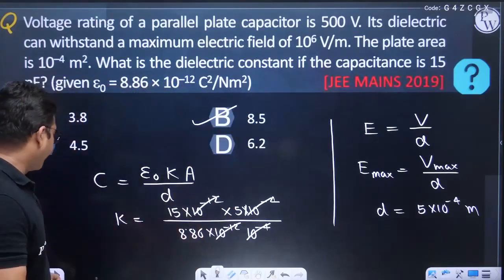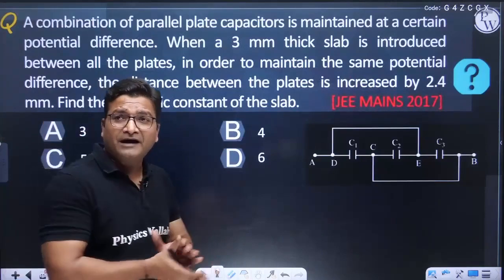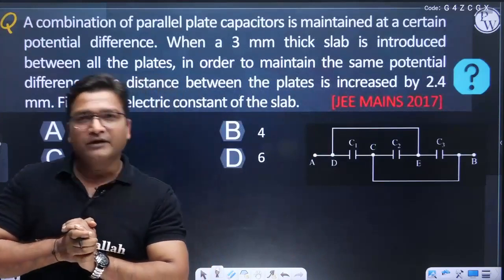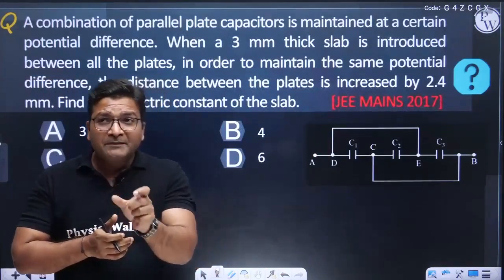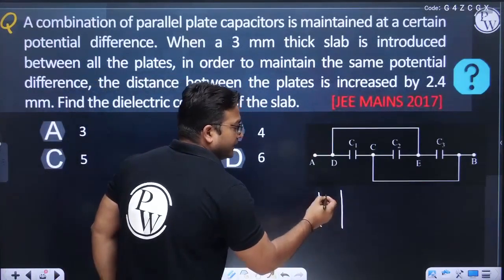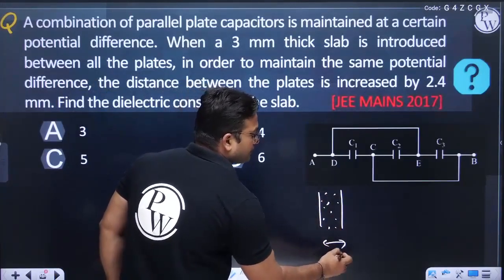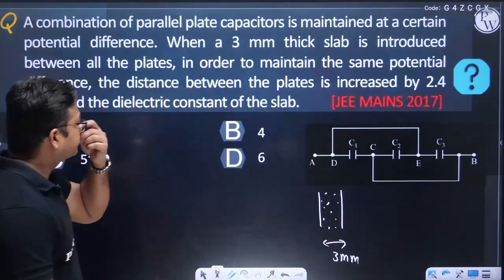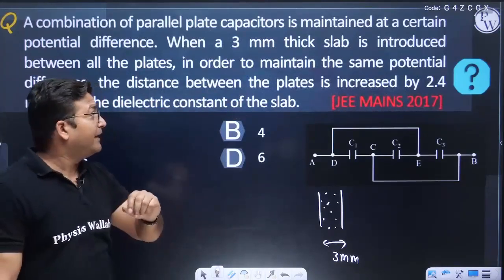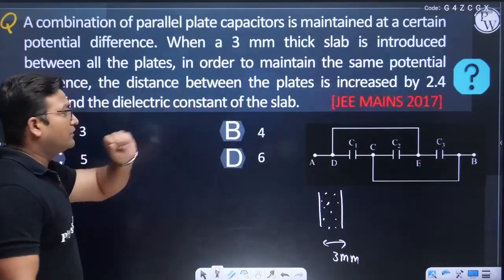Okay, so over to the next question. This time they are saying a combination of parallel plate capacitor is maintained at a certain potential difference. Now when a 3 mm thick slab is introduced, so suppose we have a capacitor, one capacitor is this, and we have introduced a 3 mm slab. In order to maintain the same potential difference, the distance between the plates is increased by 2.4 mm. Find the dielectric constant of the slab.